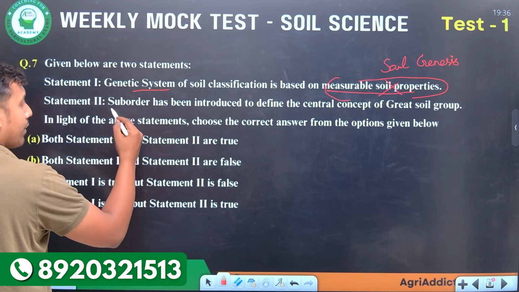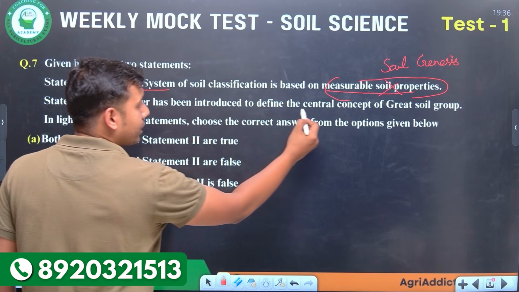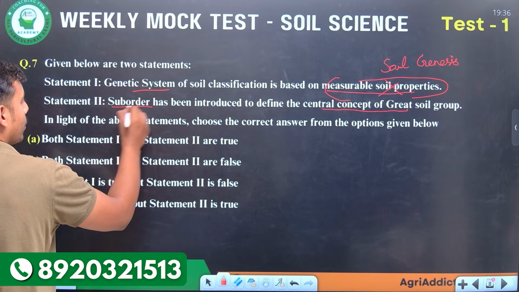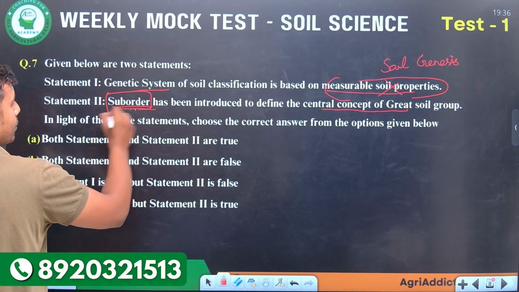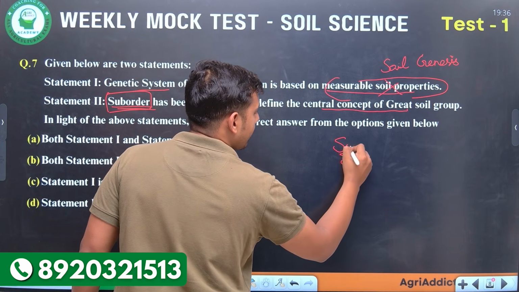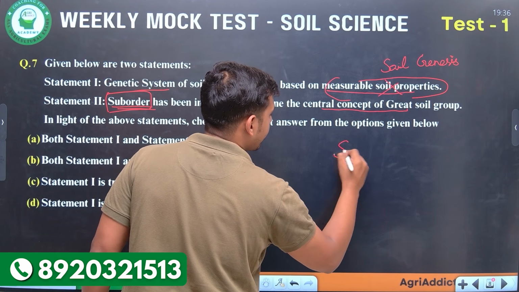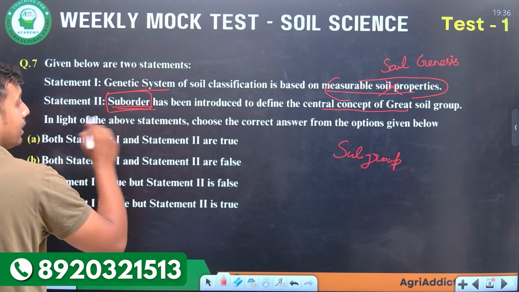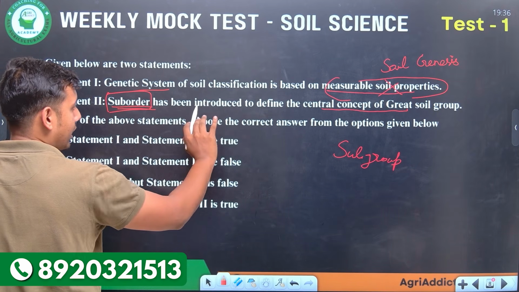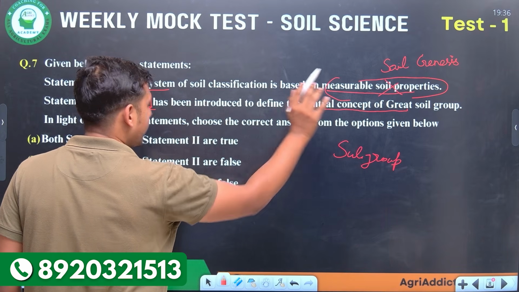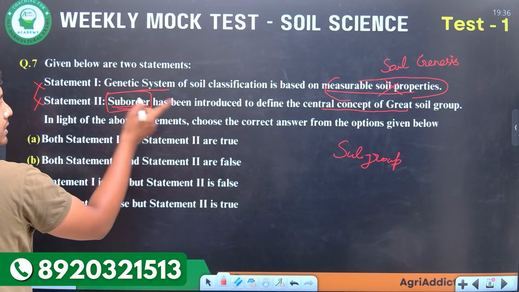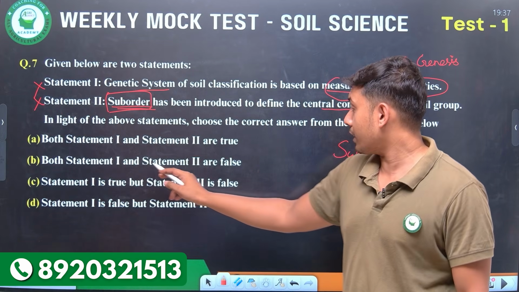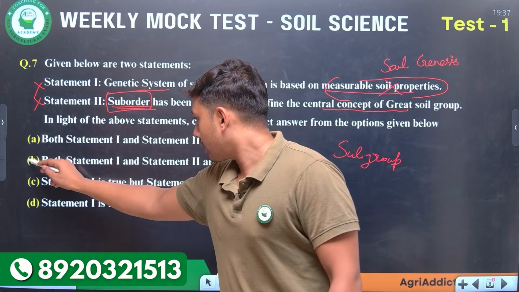Measurable soil property is not considered in soil genetic system. And the statement that suborder has been introduced to define the central concept of the great group, this is also wrong. Actually if the option were subgroup, then it would be the right answer. But here it is written as suborder. So both the statements here we find wrong. So the answer will be both statement 1 and statement 2 are false.